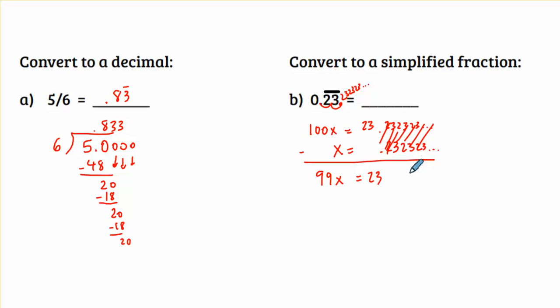At this point, you're at a one-step equation. How do you get rid of this 99? You divide both sides by 99. That goes away and we're left with the fraction 23/99. There is no common factor, so that's the answer, 23/99.